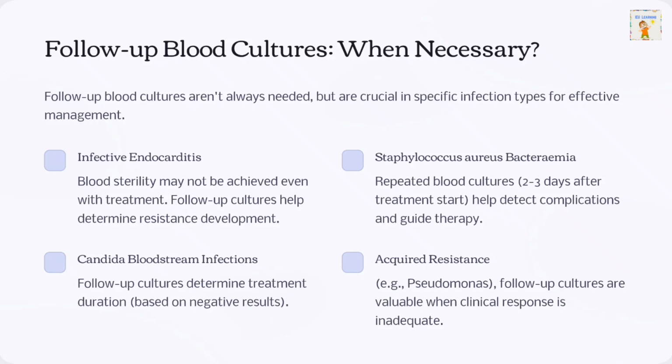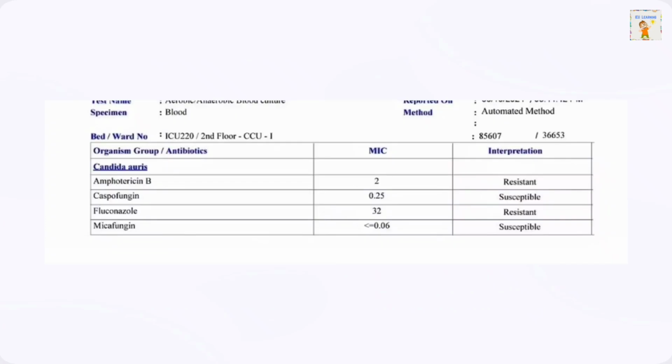And Pseudomonas, it is seen that there is acquired resistance while the treatment is ongoing, and follow-up culture is needed if the clinical response is not adequate. So infective endocarditis, staph aureus bacteremia, and Candida bloodstream infection definitely merit follow-up cultures. And in Pseudomonas, if your response to treatment is changing or not improving, you may consider follow-up blood cultures.